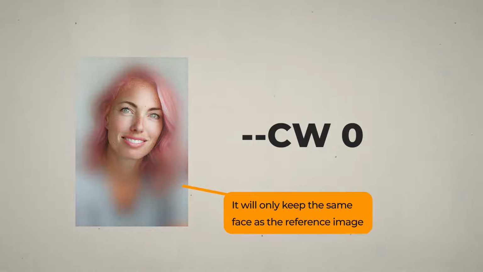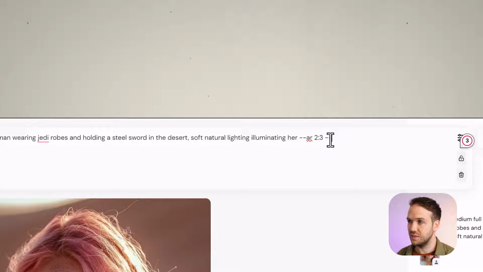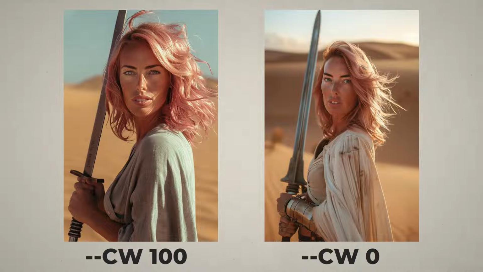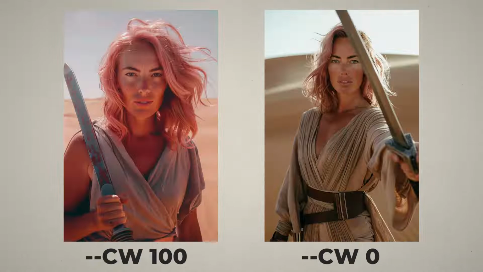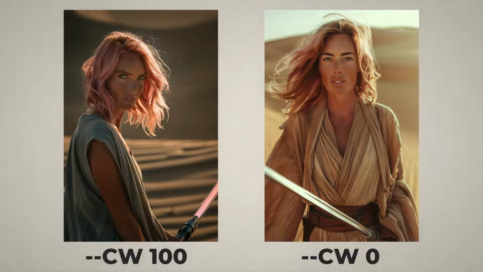If you go down to CW0, it just keeps the face the same, and it allows you to change other aspects of the character. So let's try one with CW with a value of 0 to see how different the image is. So put in --CW0. And these images actually look a lot different in terms of the clothing that she's wearing. The clothing's just a lot more detailed and has a lot more to it.